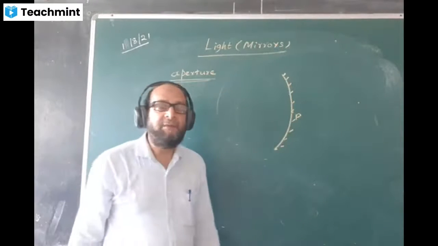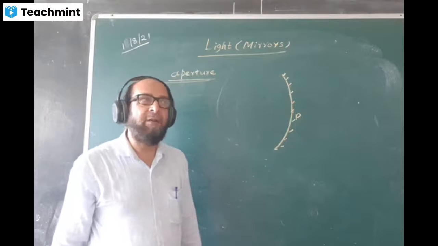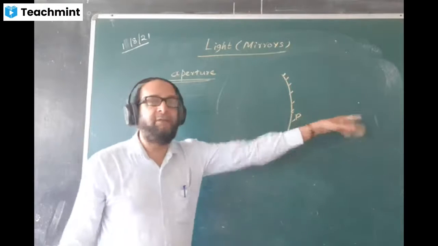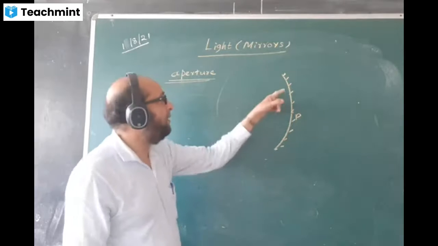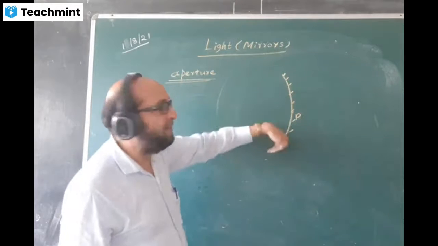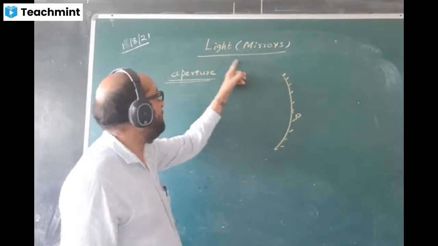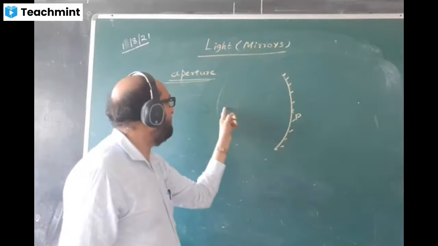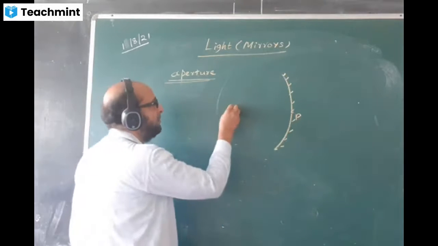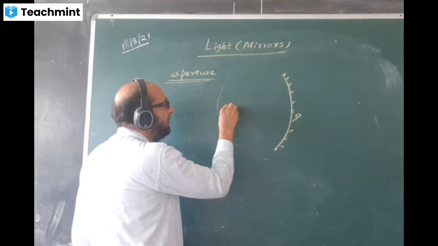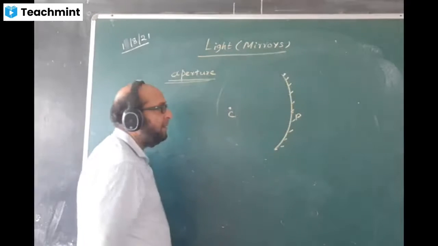Where will the center of curvature be? On the left side or on the right side? The left side, because the curving is like this. Curvature means curving. It is curved like this, and if it goes round like this, the center will be somewhere there. It depends upon which side the mirror is curved.